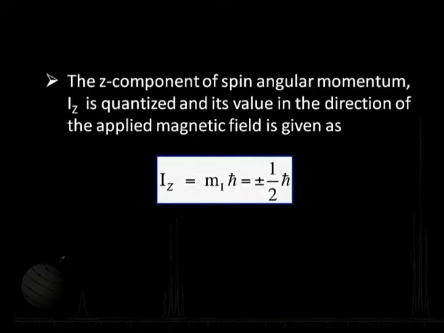I will talk a little more about it as we proceed further. So if I look at the z component of this, it will be m_I ħ, where m_I is the magnetic quantum number in the z dimension. So this will come out to be, and we know that for I equal to half, m_I will be equal to plus or minus half. So there are two possibilities for I_z, that is plus or minus 1/2 ħ.